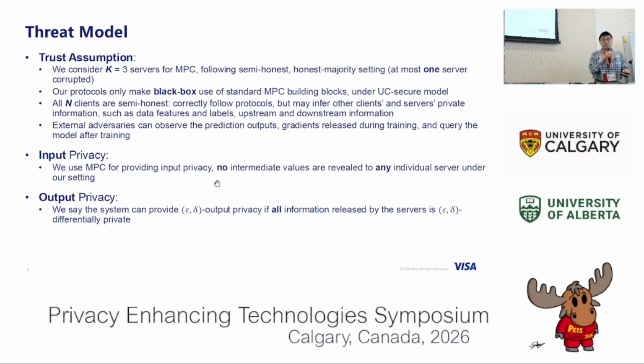We also consider that there would be an external adversary. They can observe the prediction outputs and the gradients released, or even once the model is trained and deployed online, they can query it at any time. So we claim that by using MPC, we can achieve input privacy, in that no intermediate values are revealed to any individual server. And for output privacy, we can provide epsilon-delta output privacy if all the information released also satisfies the same privacy guarantee.